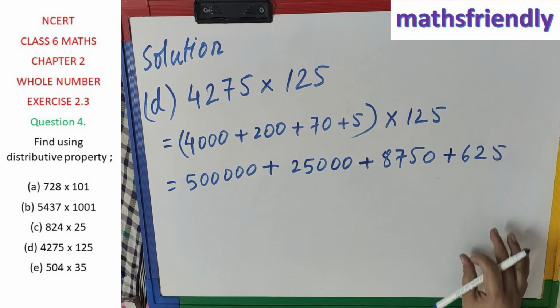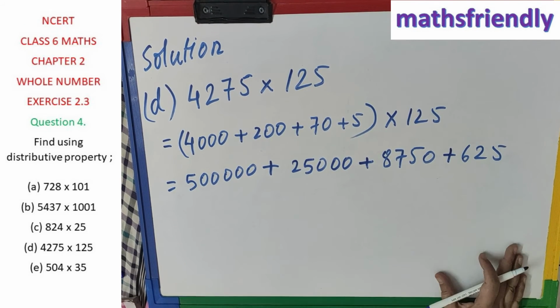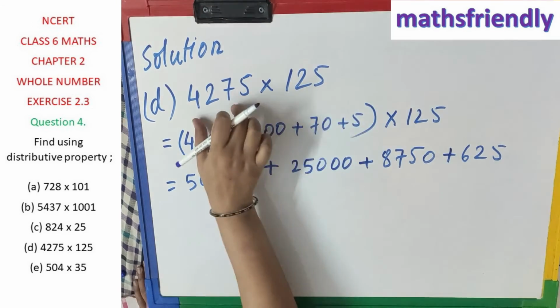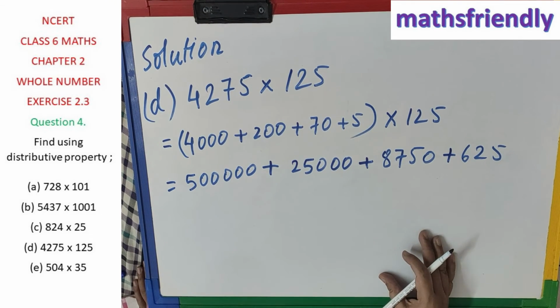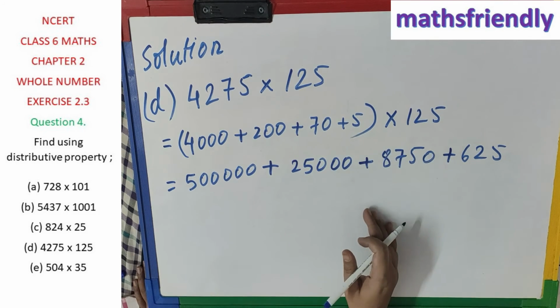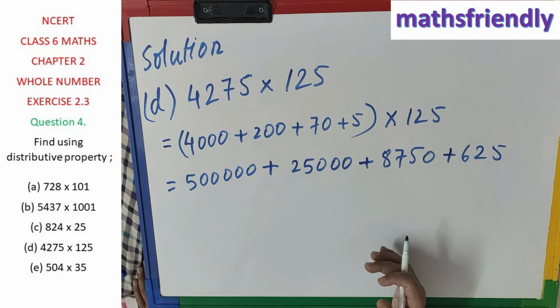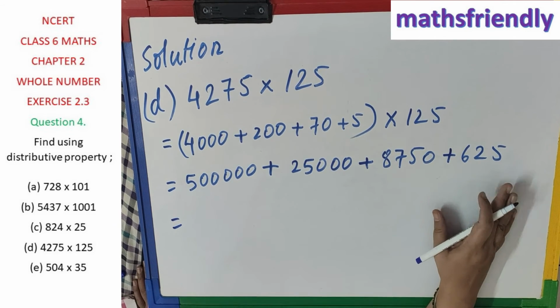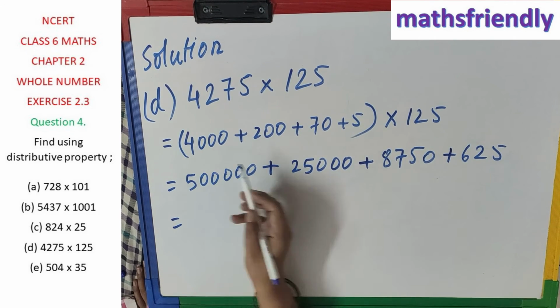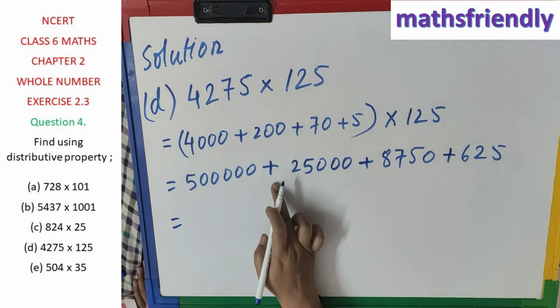See, these are the small multiplications which I am doing in the rough space. But if you do this multiplication directly, it will be quite a lengthy one, and there will be chances of mistakes. So we make use of the distributive property and we can very easily find the answer. Now we have to add these numbers. So what we did, we multiplied this 4000 by 125, and we have given the plus sign.